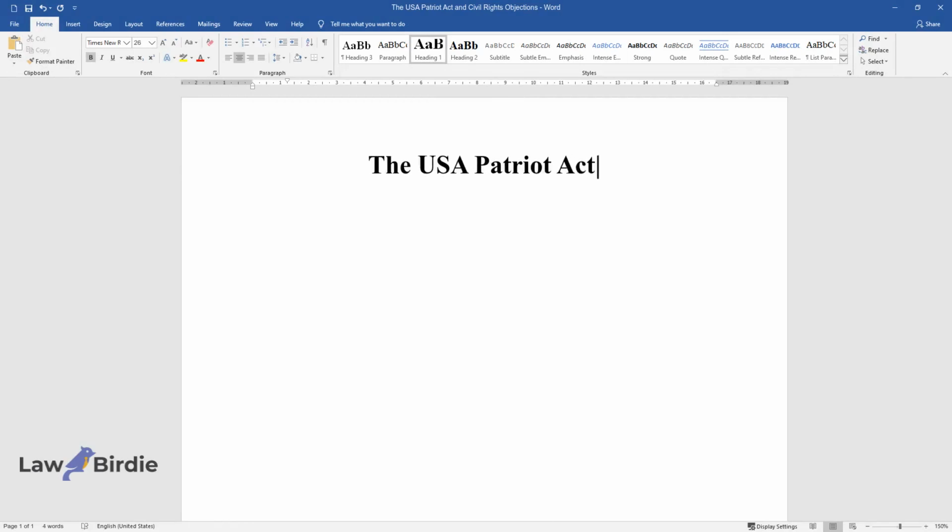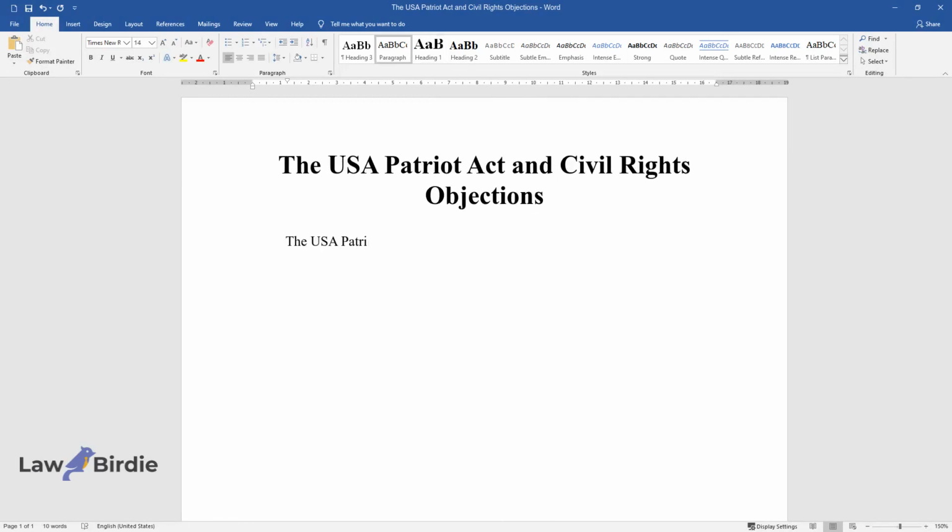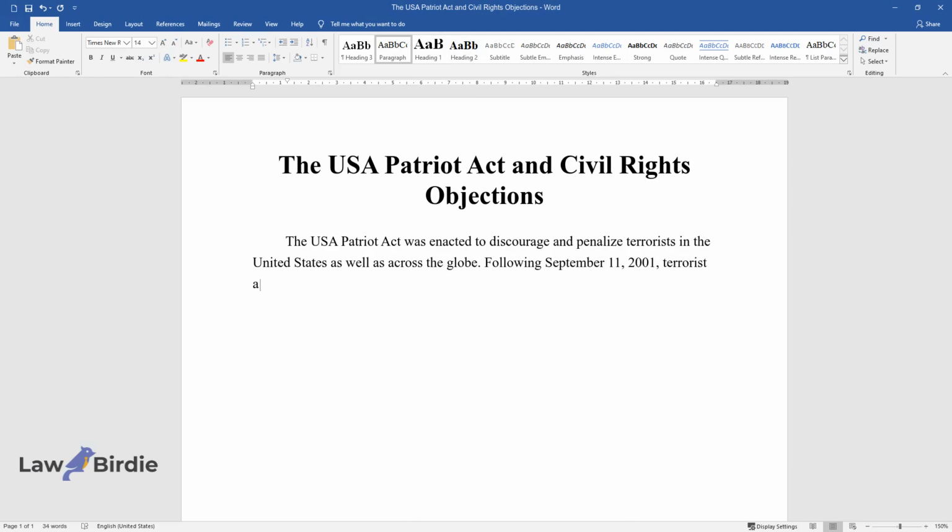The USA Patriot Act and Civil Rights Objections. The USA Patriot Act was enacted to discourage and penalize terrorists in the United States as well as across the globe. Following the September 11, 2001, terrorist assault on the U.S., Congress approved the law.